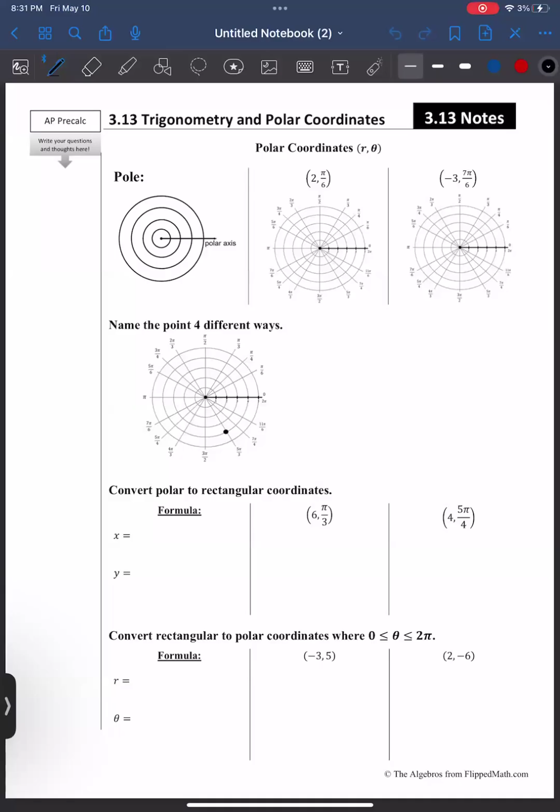Hey everyone, so we are now doing 3.13, polar trigonometry and polar coordinates.